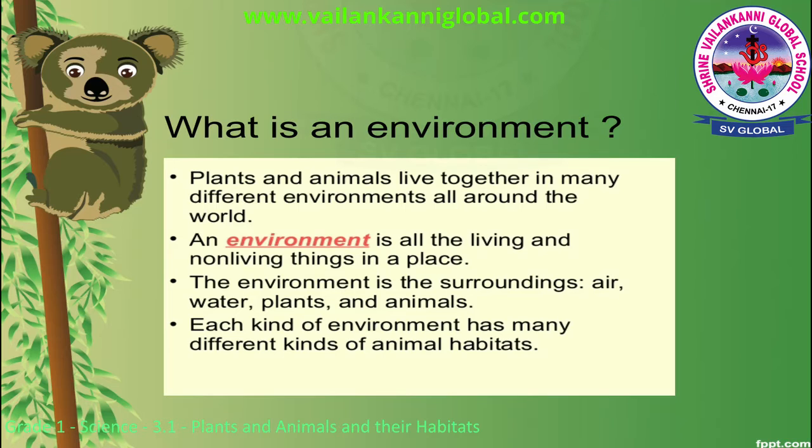What is an environment? Plants and animals live together in many different environments all around the world. An environment is all the living and non-living things in a place. The environment is the surrounding air, water, plants and animals. Each kind of environment has many different kinds of animal habitats.